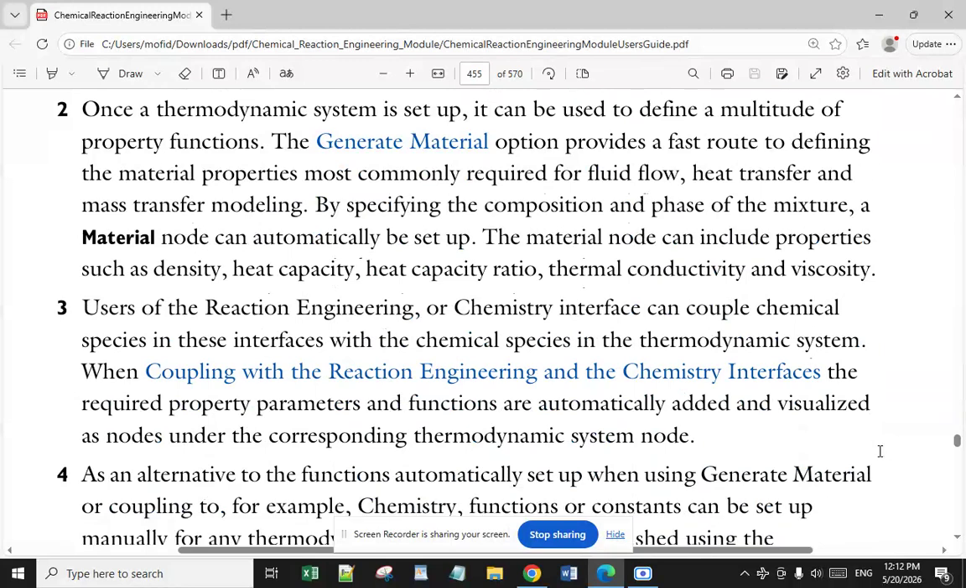Step 2, once the thermodynamic system is set up, it can be used to define multiple property functions. Step 3, generate a material option provides a fast route to defining the material properties most commonly required for fluid flow, heat transfer, and mass transfer modeling. By specifying the composition and phase of the mixture, a material node can automatically be set up. The material node can include properties such as density, heat capacity ratio, thermal conductivity, and viscosity.